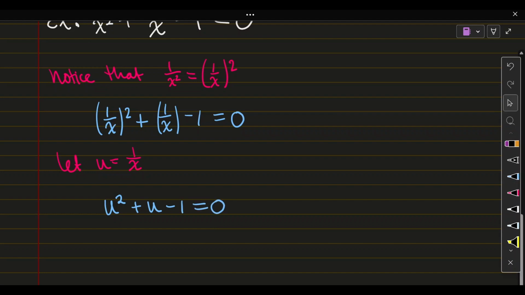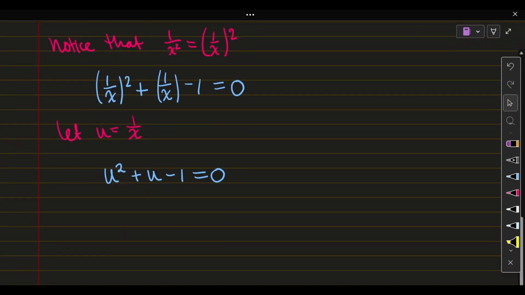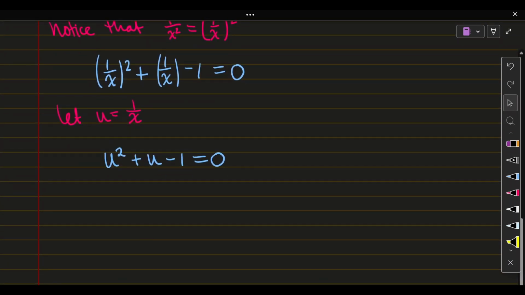Okay. Now, just like in the previous example, there's no nice factors of negative 1 that add to 1, so I'm going to have to use the quadratic formula.